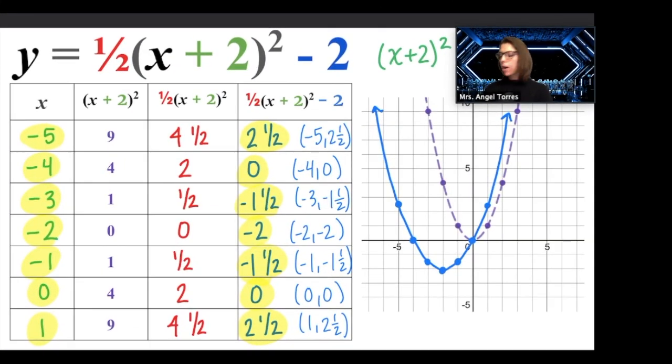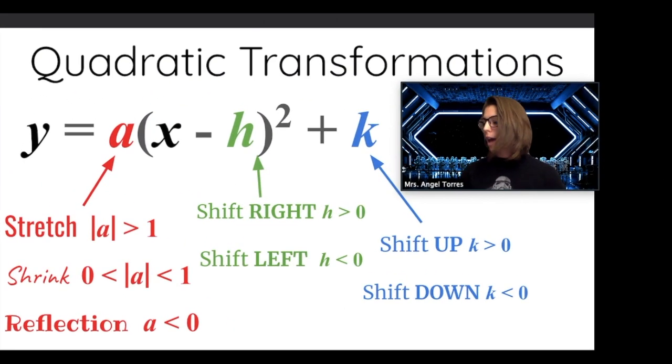And here we have our final graph. So again, this graph underwent a vertical shrink by a factor of 1/2. It was shifted down 2 units, and of course, as we saw at the beginning, also horizontally shifted to the left. To quickly recap, we studied all of the different transformations in this video.